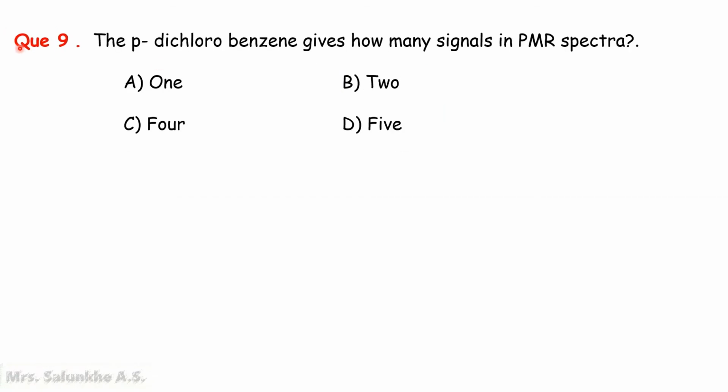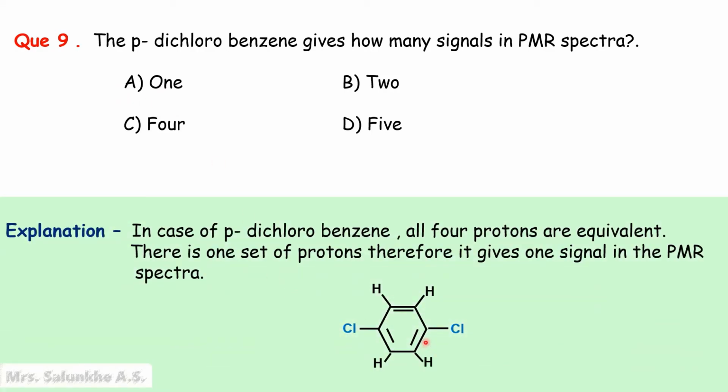Question number 9. In para-dichlorobenzene, it gives how many signals in PMR spectra? Options are like this. This is the structure of para-dichlorobenzene, and it is a symmetrical molecule. As it is a symmetrical molecule, these 4 protons on the benzene ring are equivalent. They have similar chemical and electronic environment. And as all these 4 protons are equivalent, they give one signal in the PMR spectra. Thus the correct answer is A, that is 1.